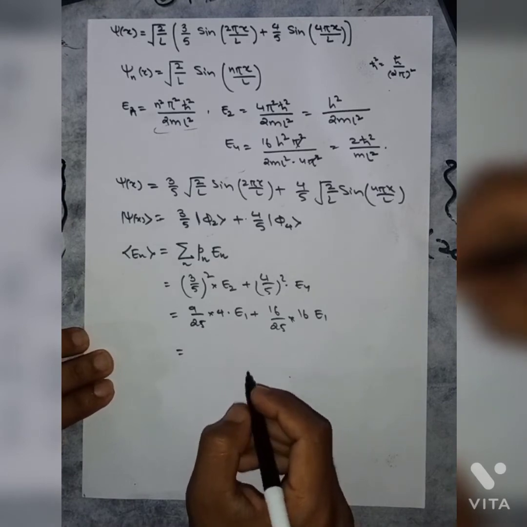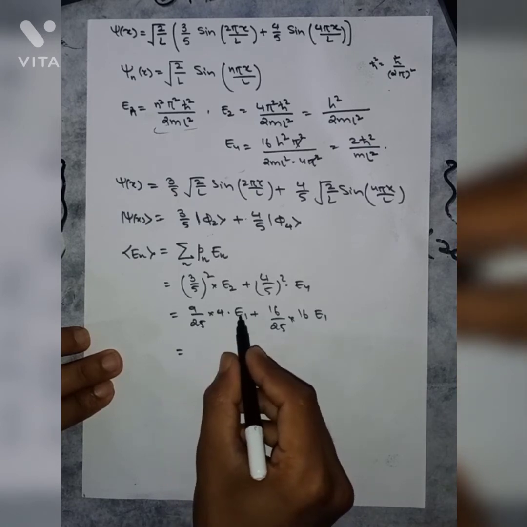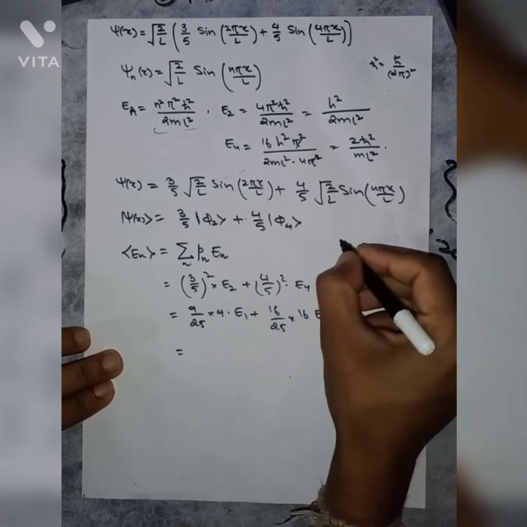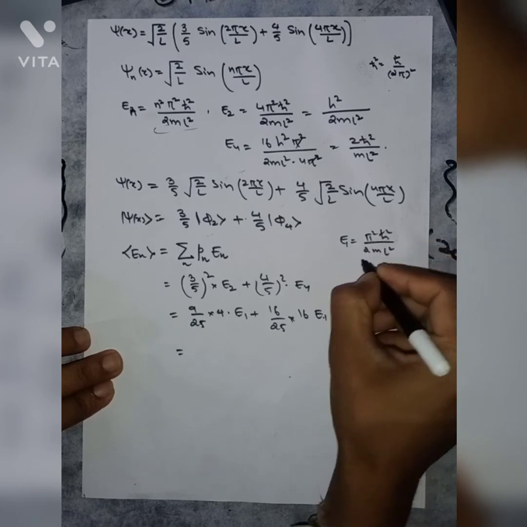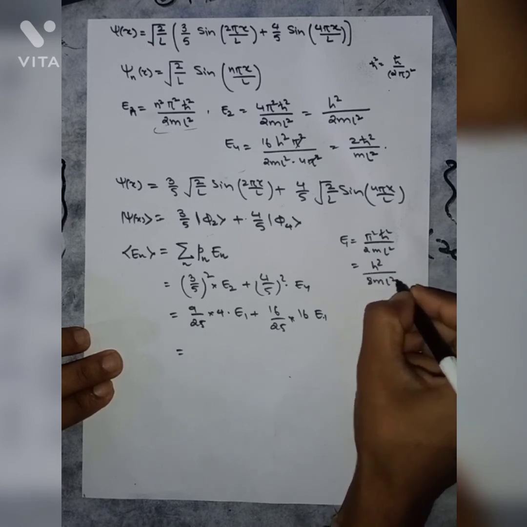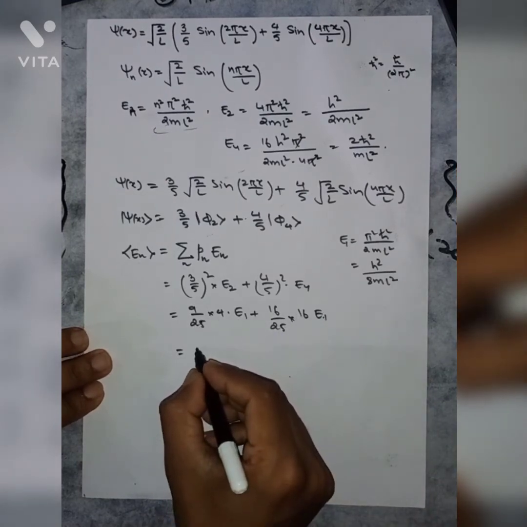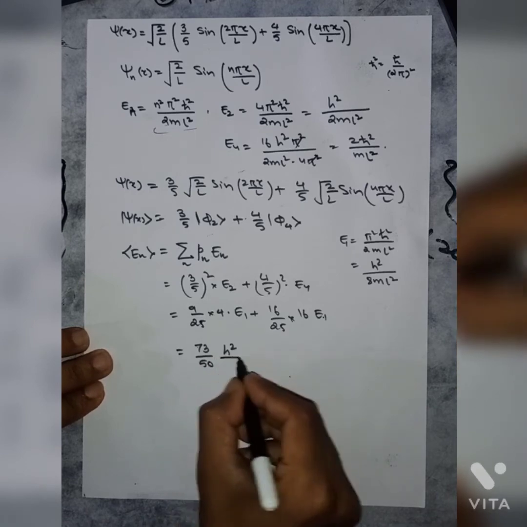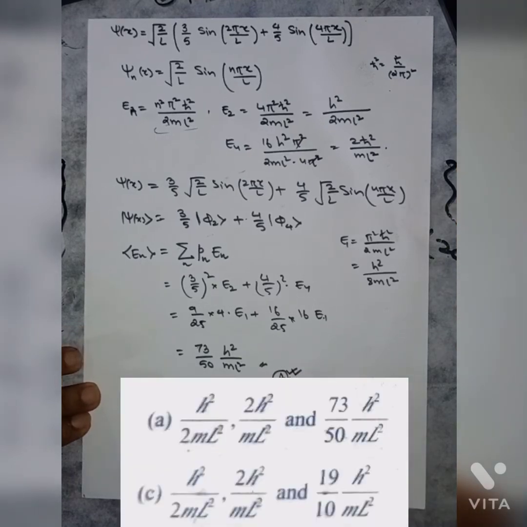So after solving, the value will come out to be this E1 and this E1 is the same thing, right? The value of E1, I'll just write here, pi square h bar square upon 2m L square. So I don't want this h bar square, so it will be h square upon 8m L square, right? H square upon 8m L square. Whatever you solve from the first case, you will get 73 upon 50 h square upon m L square, and option A is your correct answer.